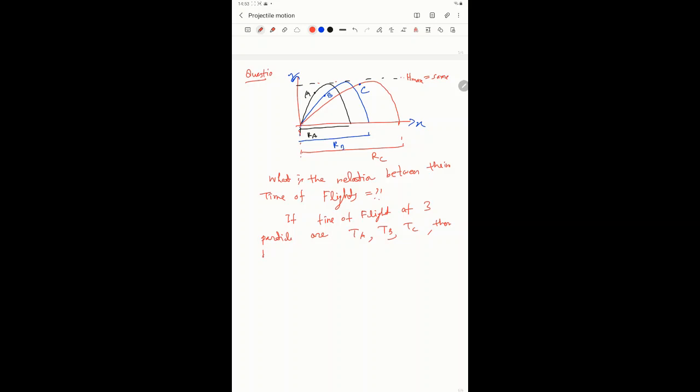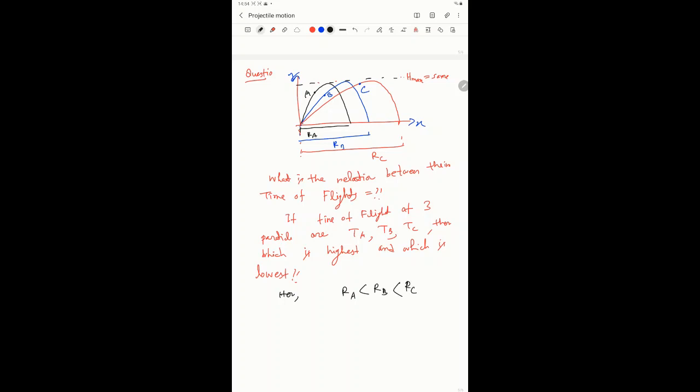then which is highest and which is lowest? That you have to answer from the figure. From the range, particle A has the smallest range, the range of B is middle, and the range of C is high.